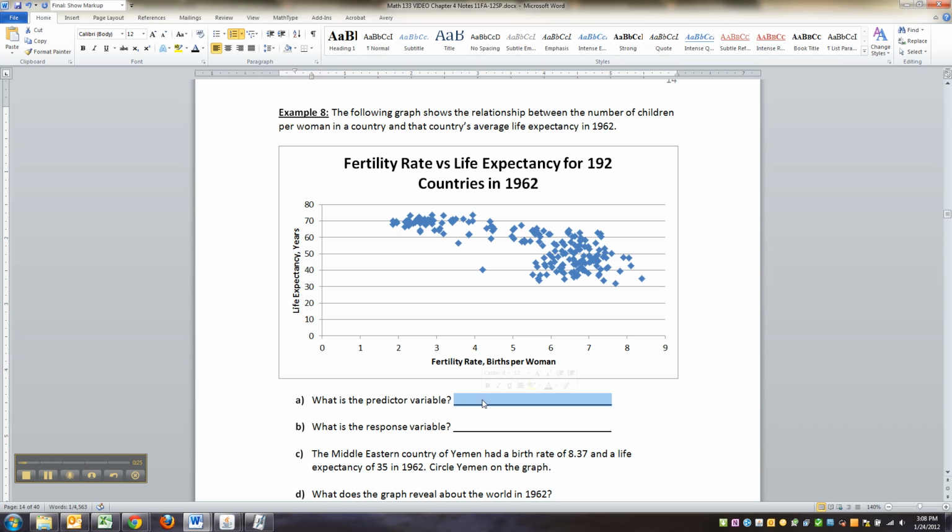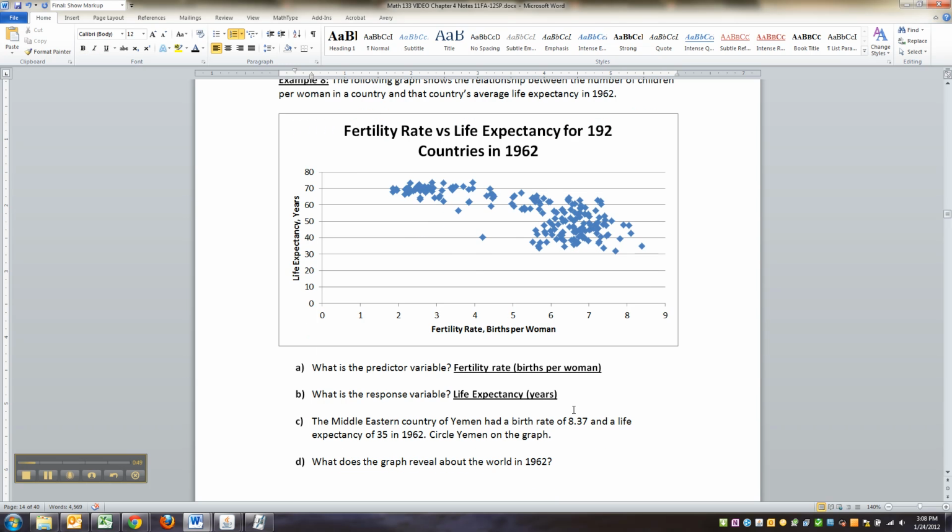What was the predictor variable? Predictor variable, remember, is another word for explanatory variable, which is the fertility rate in births per woman. What is the response variable? That would be life expectancy, how long your baby should expect to live. In years, that would be the unit.